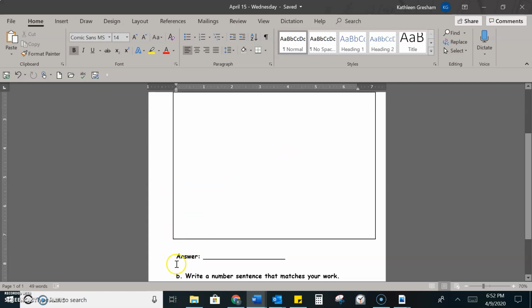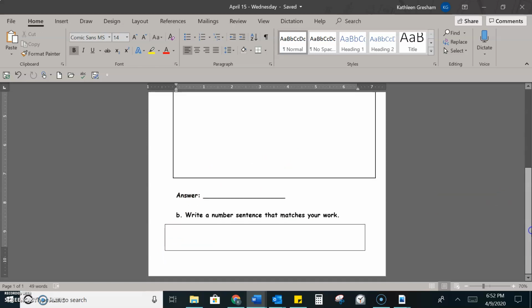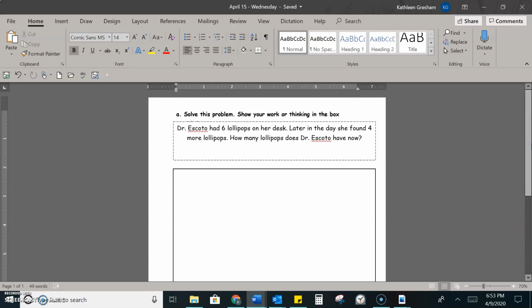After you show your strategy, then you'll get your answer. Write your answer on that line. And then down here is where you can write your number sentence that matches your work. I look forward to seeing your thinking.